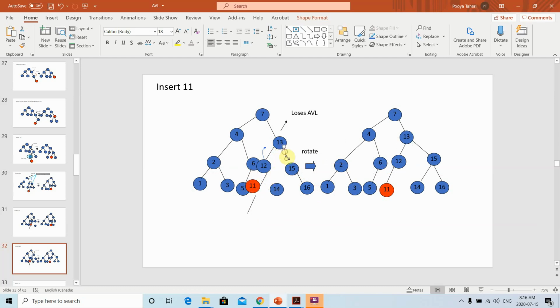Right? So here, 14 was on the right subtree of 13, right? It still has to be on the right side of 13. This is the case that when you're pulling the string, the string had an edge on this side. When we're pulling it this way, the edge goes on this side. So now 14 becomes the left child of 15. So that's how we fix the problem.